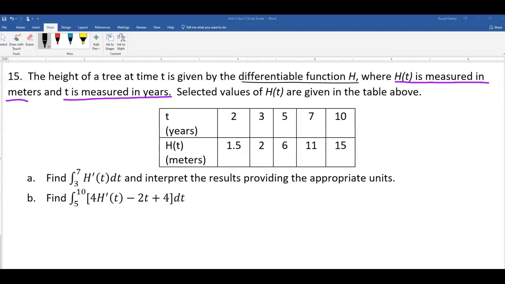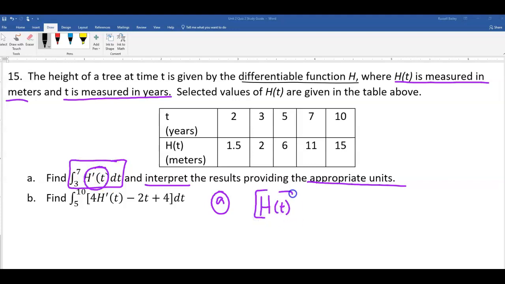Let's go ahead and take a look at part A here. Part A says find this and interpret what it means, including the appropriate units. So that's a 3-part question. We want to do an integral, and we want to interpret it, and we want to include units. All right, so the integral of h prime is simply h. The integral cancels out the prime.